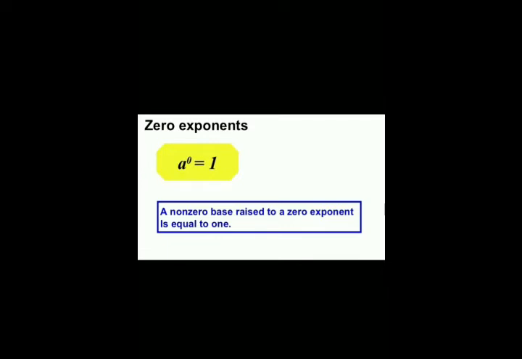Again I repeat the zero exponent. Here you can see a non-zero base raised to a zero exponent. Again, a non-zero base raised to a zero exponent is equal to 1. For example, here we can see a raised to the power 0 is equal to 1. There are other rules of exponents or powers.